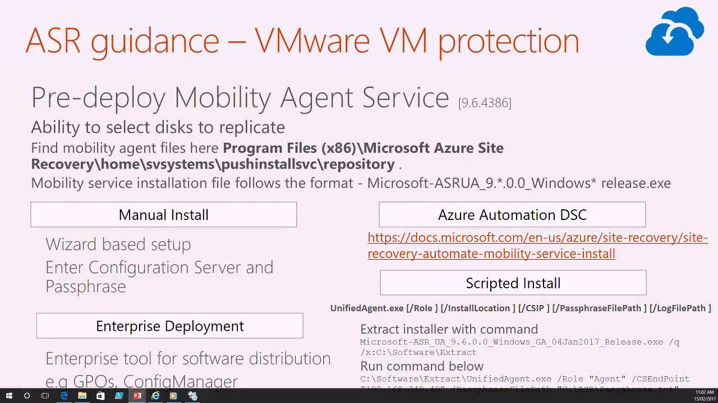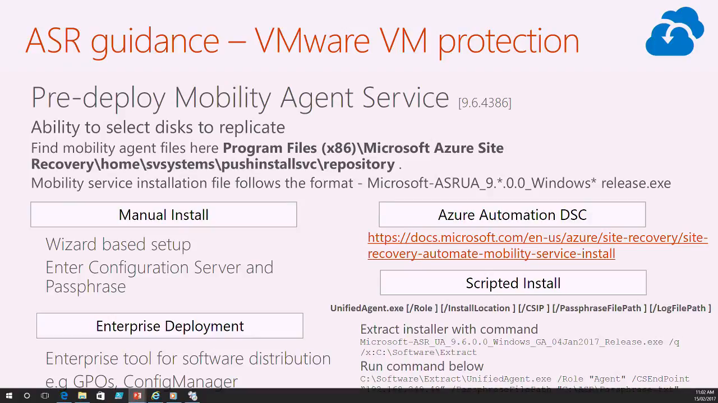But some of the techniques to deploy that mobility service to that VM that you want to protect: we can do a manual install. It's a wizard-based install. We can use enterprise deployment tools like SCCM, Config Manager, to deploy that. There's recent guidance, about a week old, using Azure Automation now to deploy that mobility service, and we can also use scripted methods.